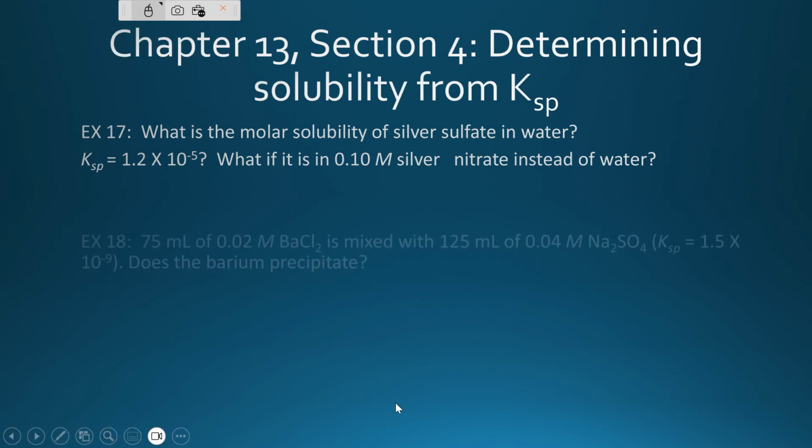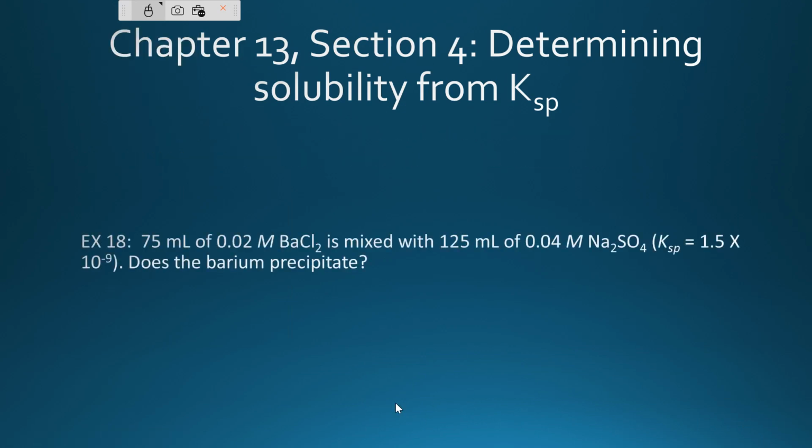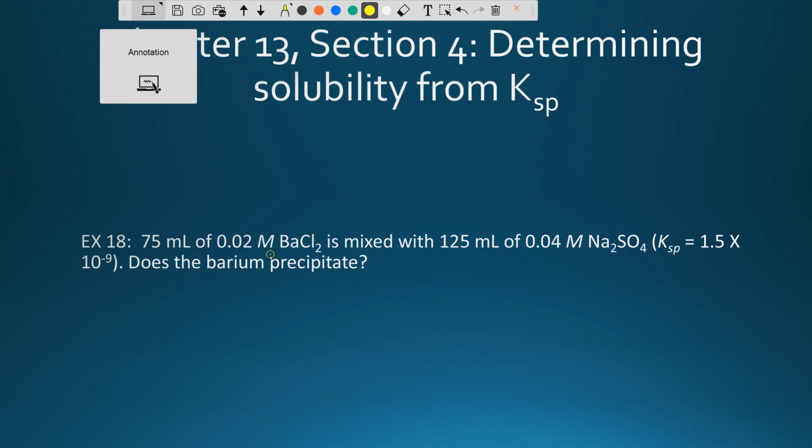Two more, and we're going to be seeing now if I have two different things that I mix together in different volumes. Now with this one, it's a little bit different. We're not just taking one thing and dissolving it. We're actually adding two things in here and finding out if it's going to precipitate. My Ksp value is this. I'm not finding my solubility anymore. I'm actually trying to find, did I add enough to actually knock some out of solution?